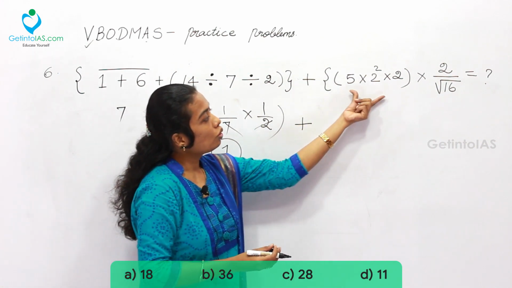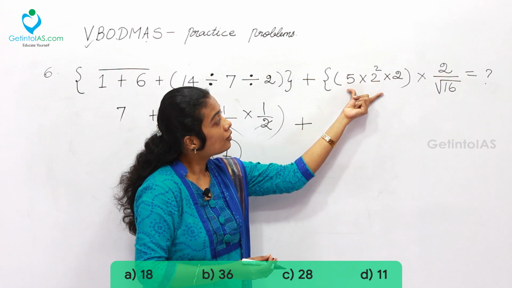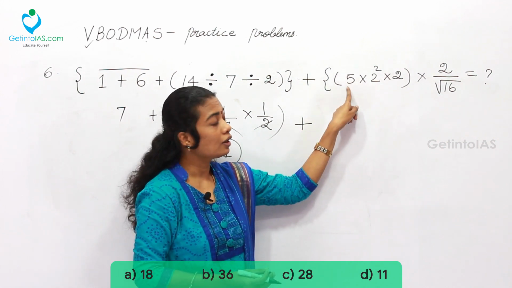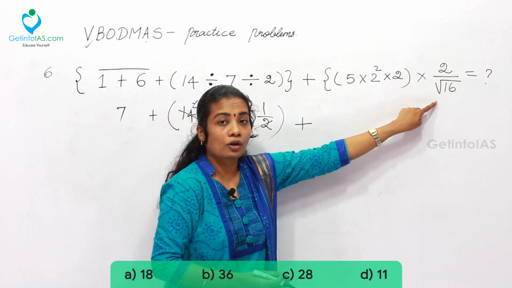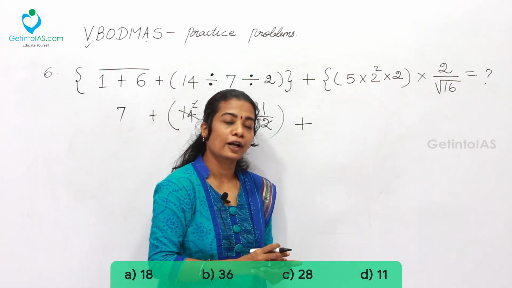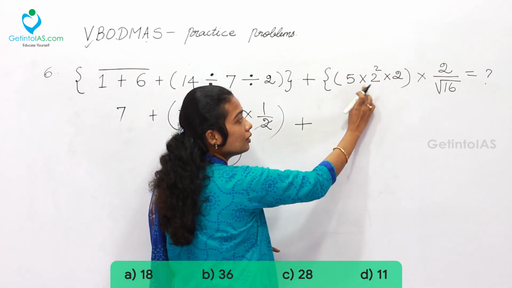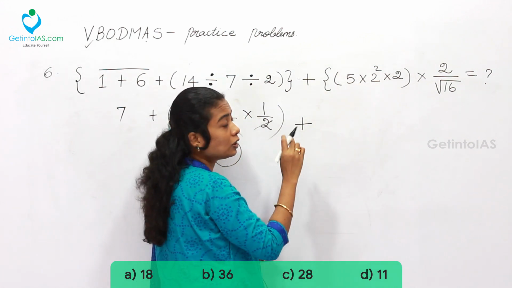Now you want to solve these parentheses, that is small bracket, or order. Both are given here. Bracket is given, here order. Order means what? Square root, cube root and all. You want to solve both. So first of all, let's solve this. Under this, 3 multiplications or 2 multiplications are given.